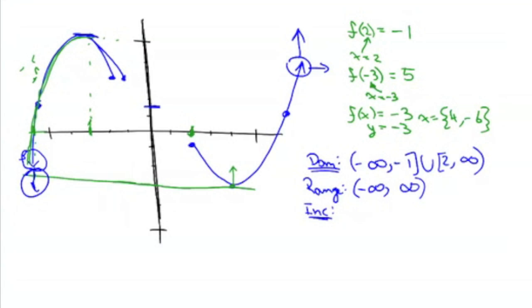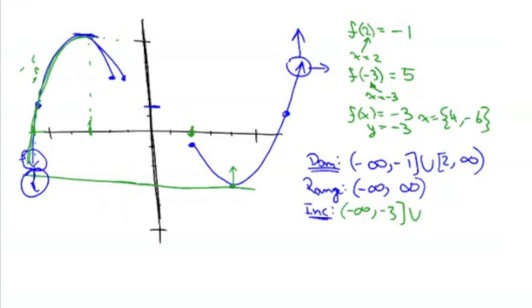Let me get that in here. So increasing is what interval? Remember, x values, not y. How far to the left? Negative infinity. That arrow is pointing in that direction. So it goes from negative infinity all the way up to? Don't be looking at the y value. Look at the x value. Negative infinity all the way to here, which is negative 3.